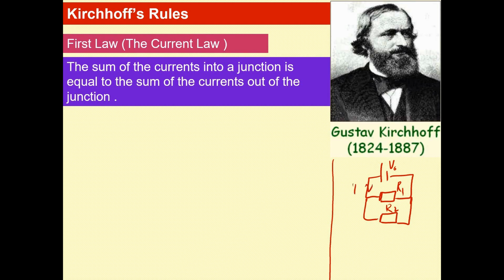And the total current in the circuit is equal to I, and the current entering this branch is equal to I1, and the current entering the second branch is equal to I2. So according to Kirchhoff's law, what Kirchhoff said was that the sum of the currents into a junction has to be equal to the sum of the currents out of the junction.